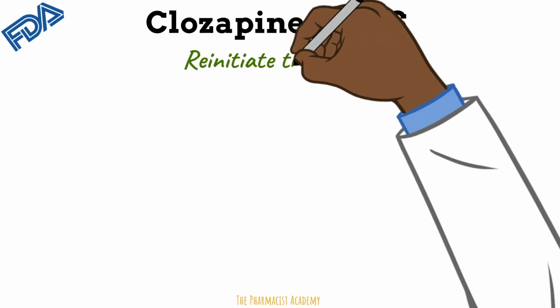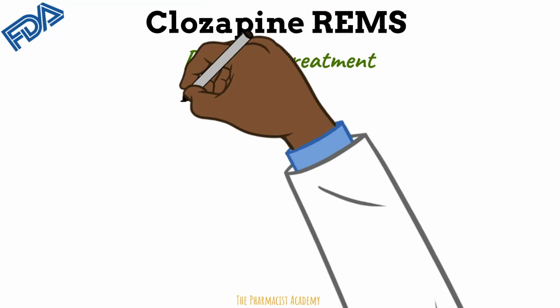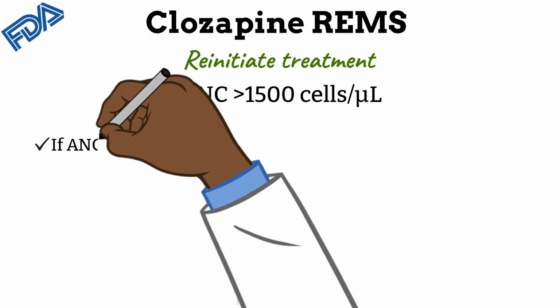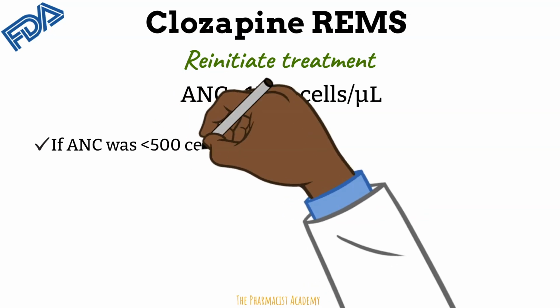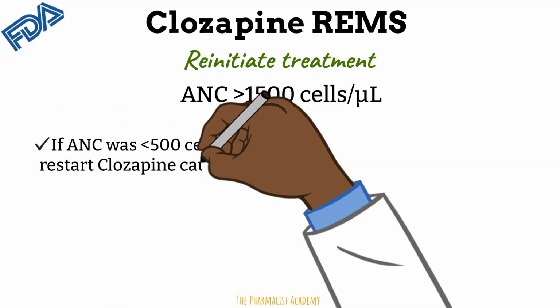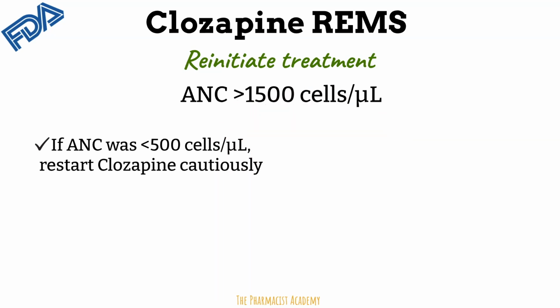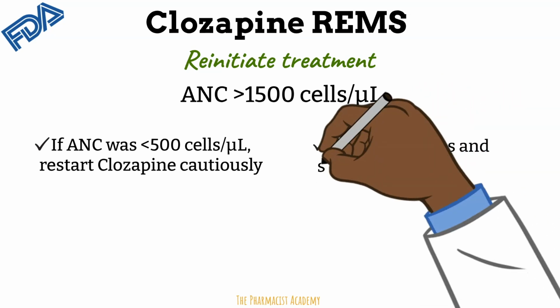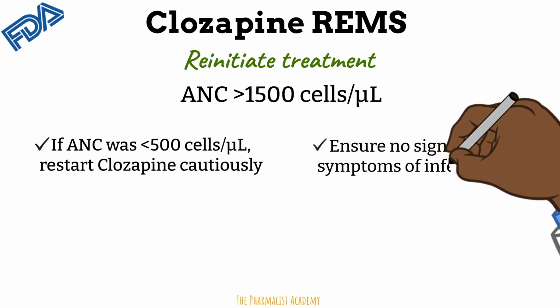Clozapine can be reinitiated when the ANC goes above 1,500. Patients who initially experienced severe neutropenia, so an ANC below 500, may have a higher risk of recurrence, and in these patients, re-challenging them should be approached cautiously and with a specialist involved. Ensure that there are no signs and symptoms of an infection prior to reinitiation.